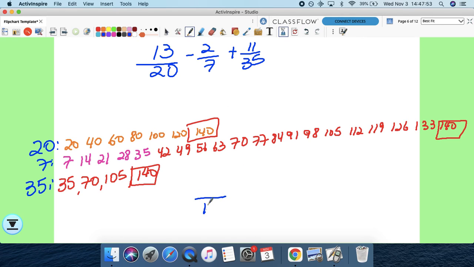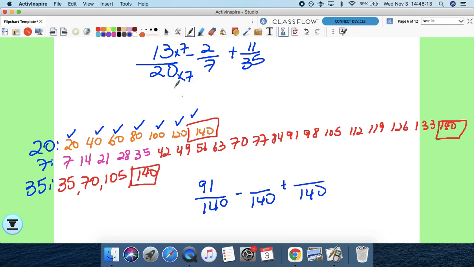I'm going to change everything to 140. 20 times what is 140? 20 times 1, times 2, times 3, times 4, times 5, times 6, times 7. So it's times 7. I'm going to multiply 13 times 7. 13 times 7 is 91. Now 7 times what is 140? 7 times 1, 2, 3, up to 20. 7 times 20 is 140. So here, times 20. 2 times 20, 40.